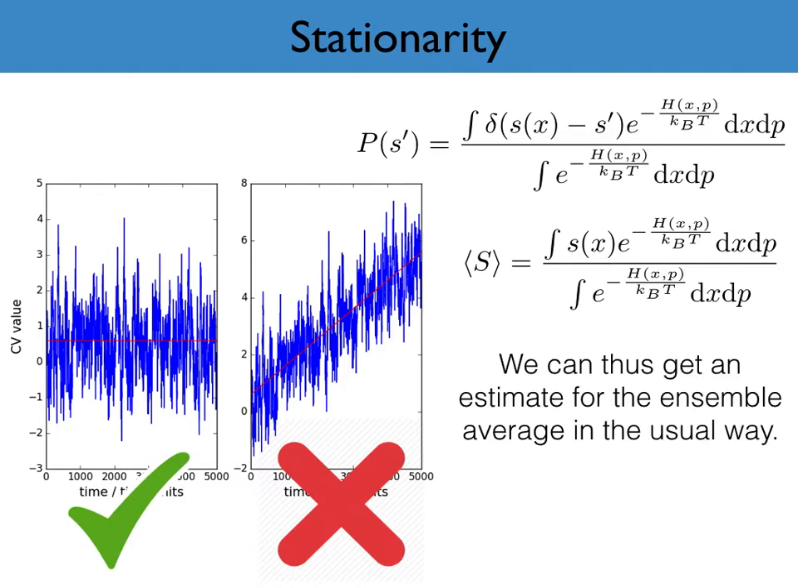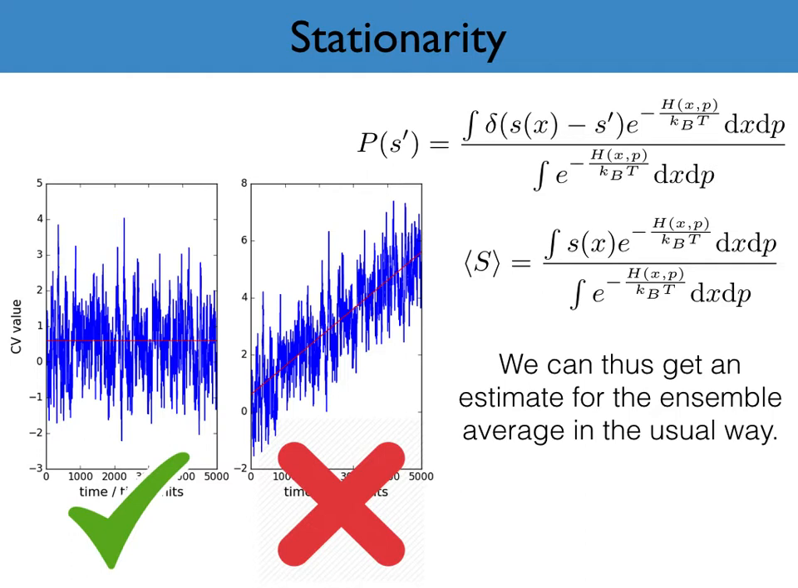In fact, we can get the estimates for the ensemble average in precisely this way. We just add up all the values the CV took in all the trajectory frames and divide by the number of trajectory frames. The average that we extract from this process will give us meaningful information about the true ensemble average. Furthermore, this is all mathematically sound because of another limit theorem, which is known as the law of large numbers. The problem is thus not with estimating the ensemble average.